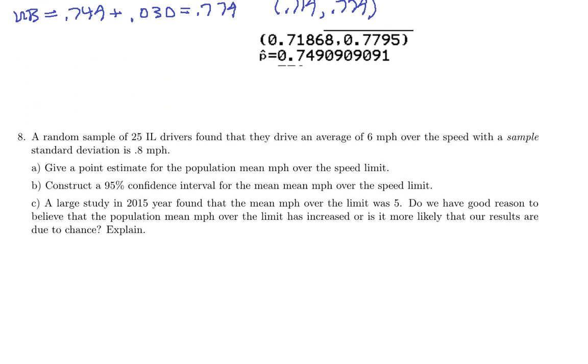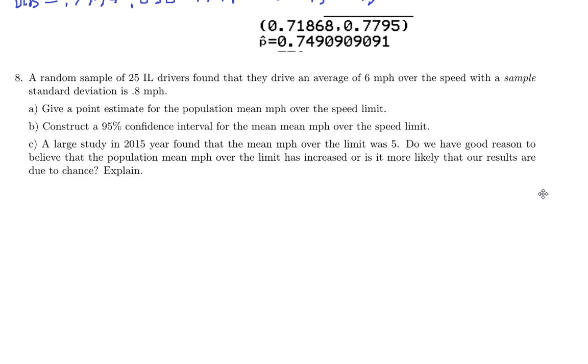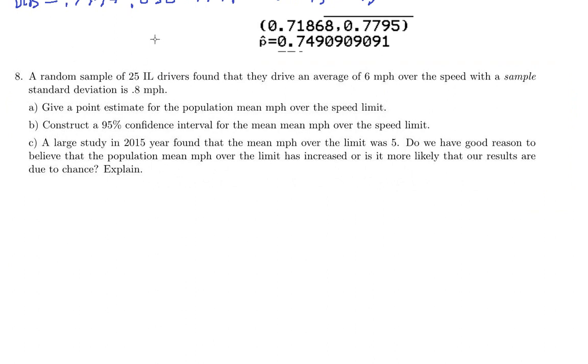All right, and then last question. We've got a random sample of 25 Illinois drivers. So that's our sample size N. Found that they drive an average, so that's a mean, of 6 miles per hour over the speed limit. So that is going to be an X bar, a sample mean, with a sample standard deviation of 0.8. So that's telling us S is equal to 0.8.